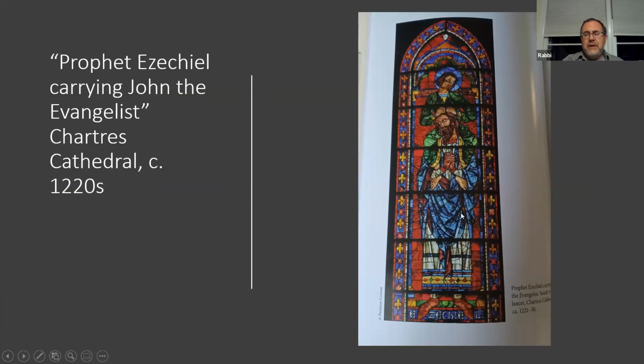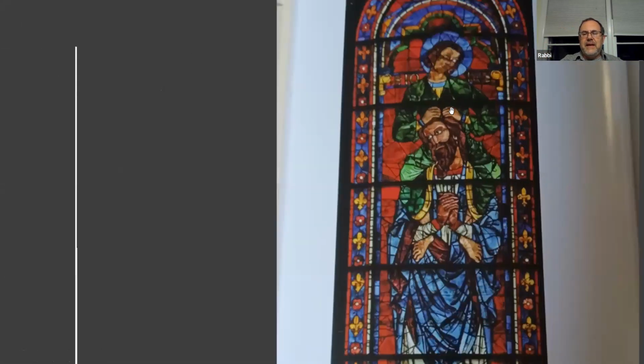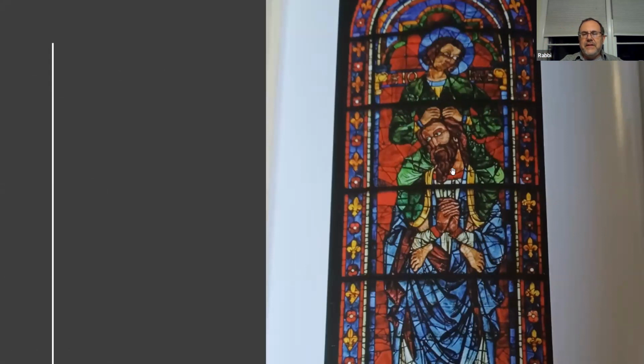And the reason why this is so important is this window visualizes the idea of what we call Christian supersessionism, the idea that the church supersedes the synagogue, that Christianity supersedes Judaism and is the fulfillment of Judaism. So it says at the bottom, Ezekiel, and it's a picture of the prophet Ezekiel. And then on top of Ezekiel is John, and it says John there. That's John the evangelist, and he is sitting on the shoulders of Ezekiel. I can make it a little bigger here so you can see that.